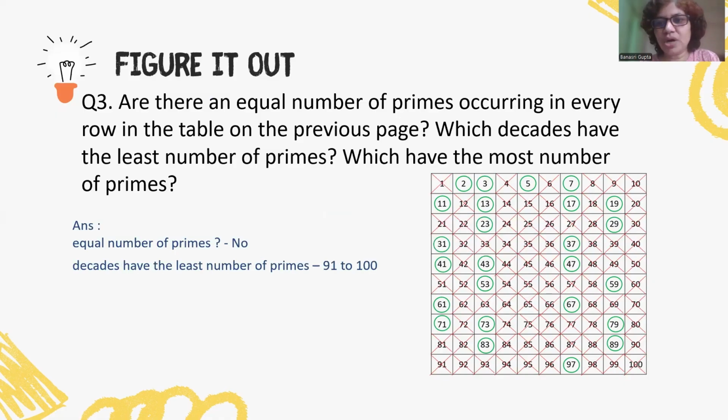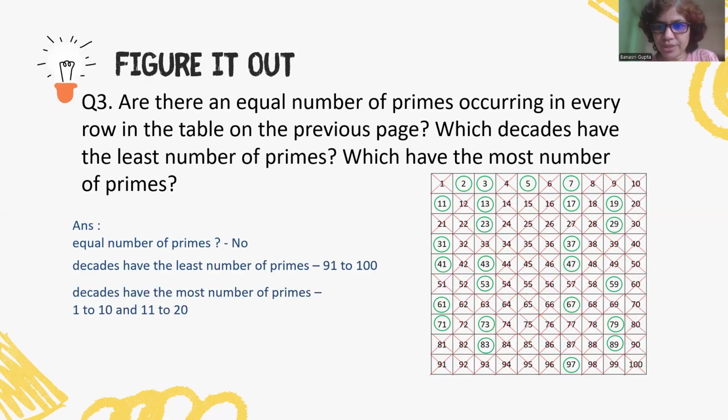Decade means each row has a list of 10 numbers, right? So each row can be called a decade also. Each decade has a different number of primes. Which decade has the least number of primes? The last one, 91 to 100, where we have only one prime number, that is 97. So the last row has the least number of primes.